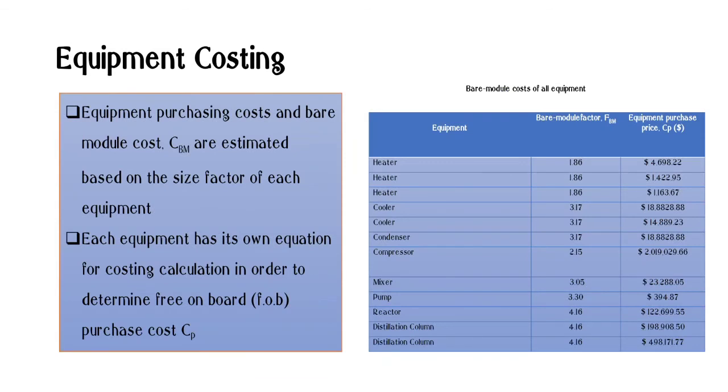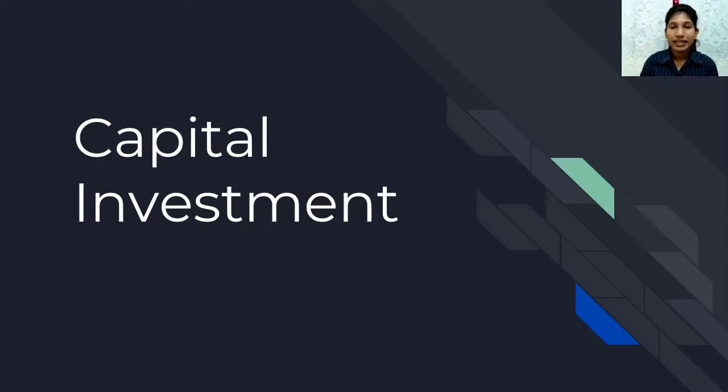Next is the equipment costing. The equipment purchasing cost and bare module cost are estimated based on the scaling factor of each equipment. Each equipment has its own equation for costing calculation in order to determine the free on board FOB purchase cost. Based on this table, this is the list of all our equipment purchase prices. So that's all from me. Thank you.